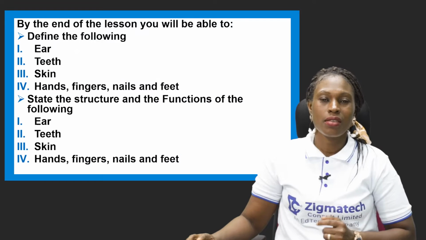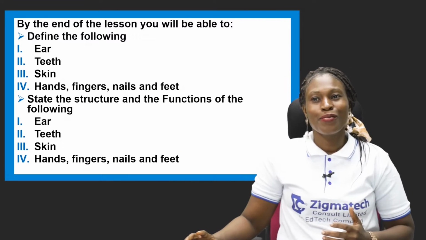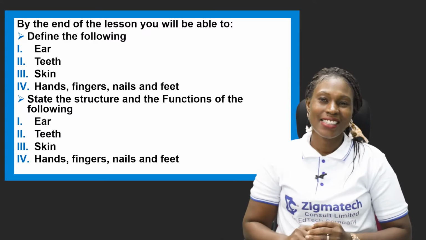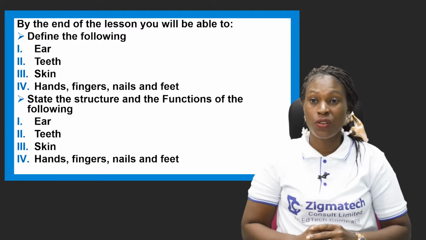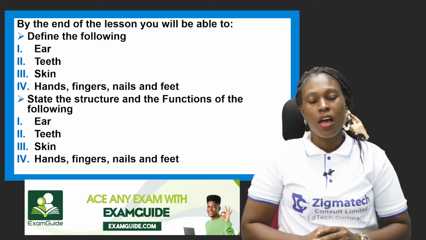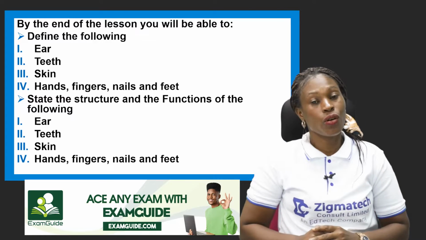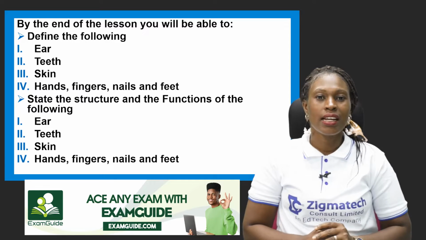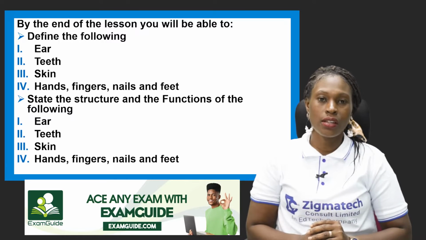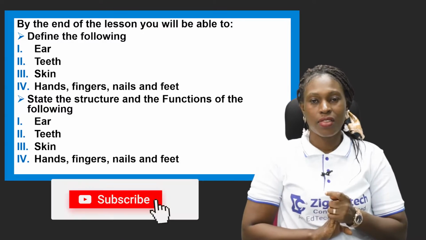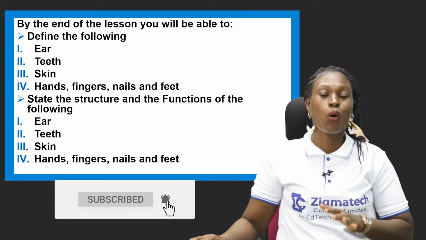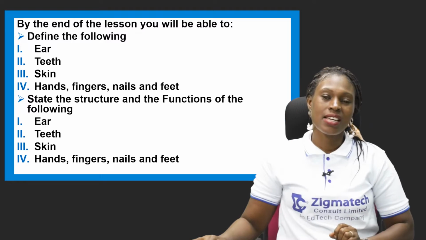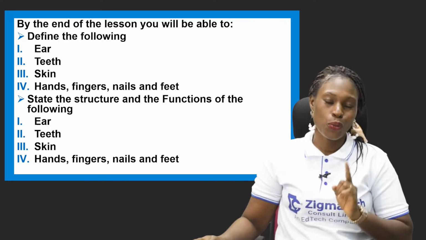Now, by the end of this class, you should be able to define the ear, teeth, skin, hands, fingers, nails, and feet. And also you should be able to state the structure and the functions of the following: the ear, teeth, skin, hands, fingers, nails, and feet. So all these and more you will be getting as we progress in today's class. So pay attention.